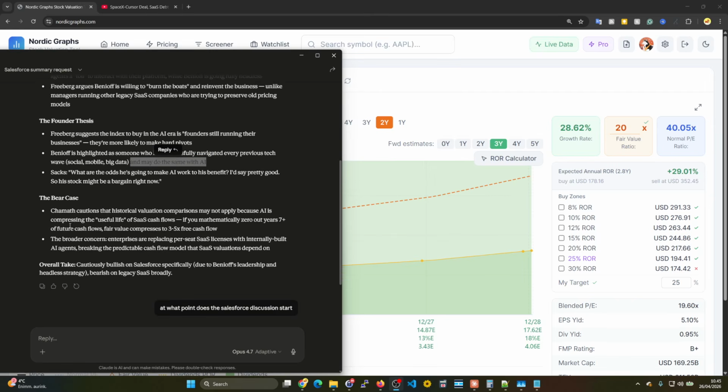And there are also some bear case arguments. The broader concern is that enterprises are replacing per seat SaaS licenses with internally built AI agents, breaking the predictable cash flow model that SaaS valuations depend on. The overall take is cautiously bullish on Salesforce, specifically due to Benioff's leadership and Headless strategy, wary on legacy SaaS broadly.